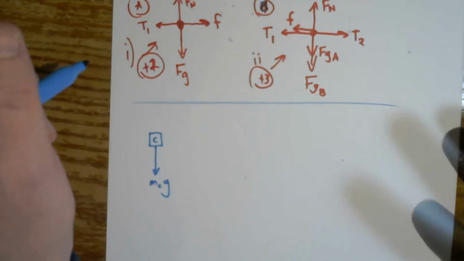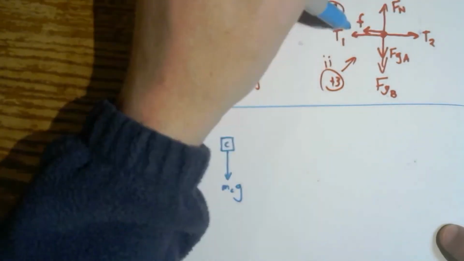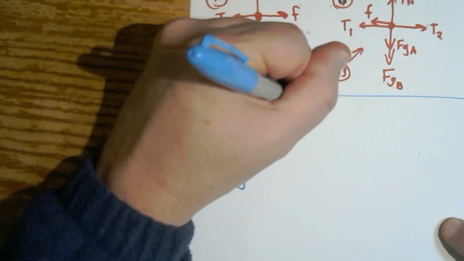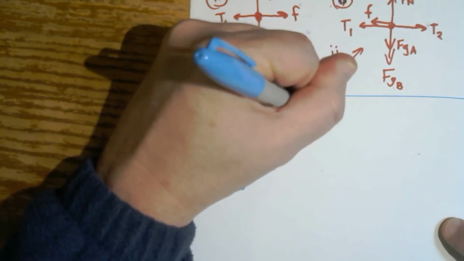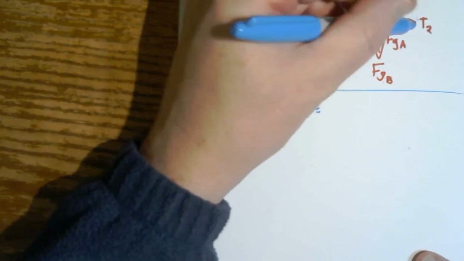Okay, so if I look at B, let's look at block B up here. If I were to draw a net force equation on block B, I'm going to have a tension force to the right.